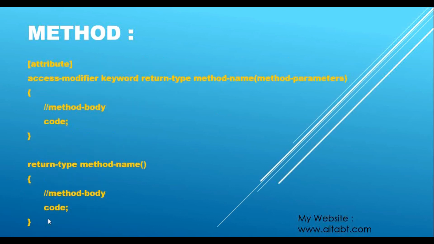Now combining all this together, our method will look something like this. So this attribute will be on top of the method, and why these attributes are used, it provides some more information about what this method is doing. Everything we will see in action, so don't worry about that.